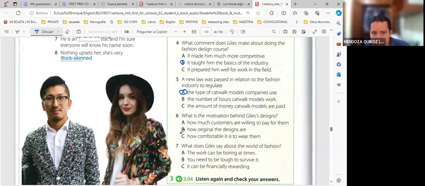No. Because he mentions, remember, that he works on designs that not only look good on the catwalk, but also that you feel good when you wear them. So it's letter C, how comfortable it is to wear them. He puts a lot of emphasis on that. They should not only look good on the catwalk, but also when you put them on.